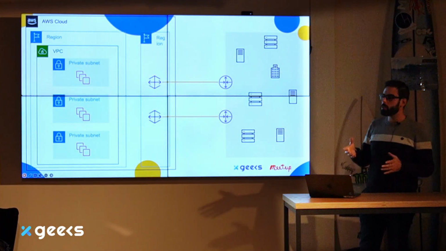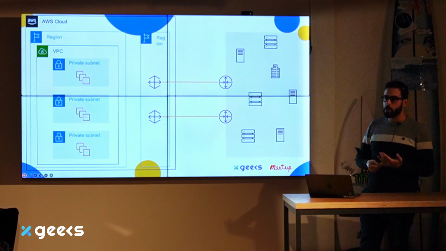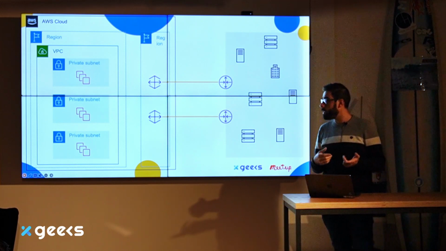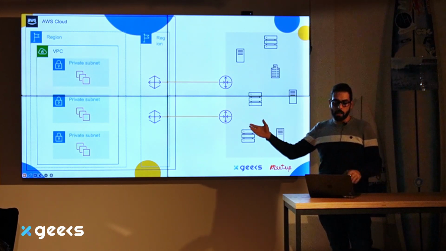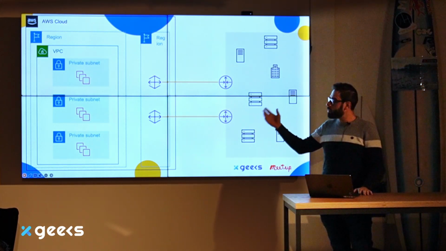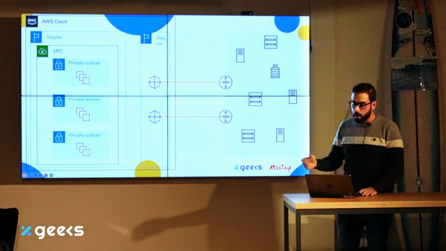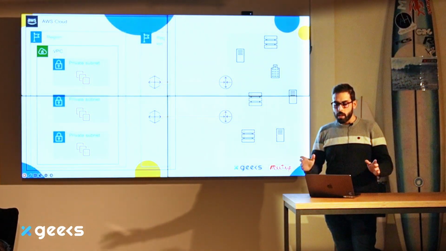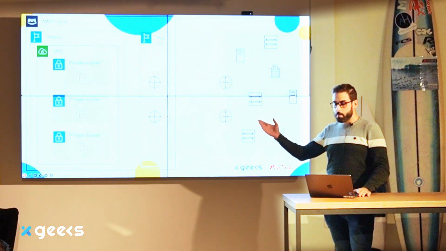BGP, for those who don't know, is a routing protocol, Border Gateway Protocol. It's very common between internet providers, and because this is a connection through the internet, this is why they are using BGP to announce the routes, and the BGP authentication key, and many more, okay?